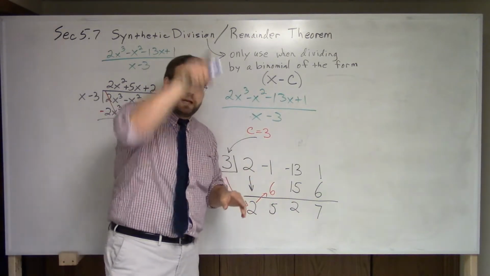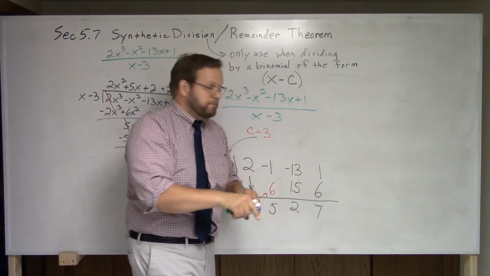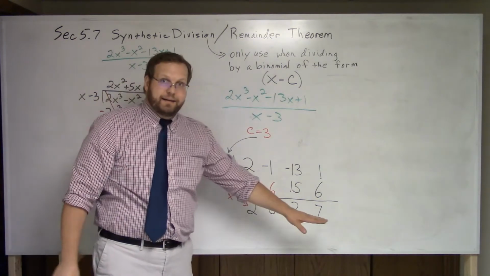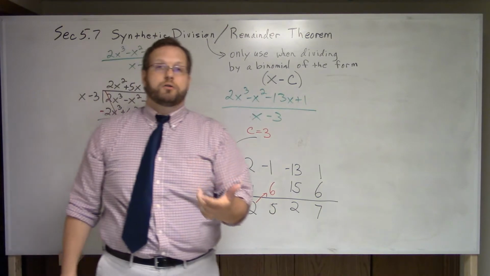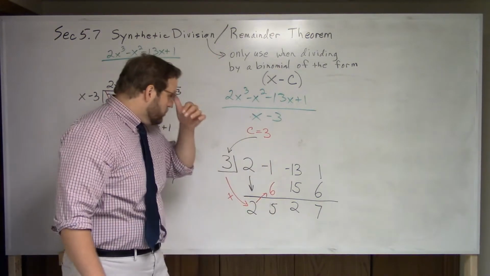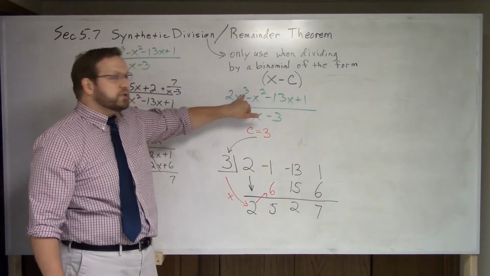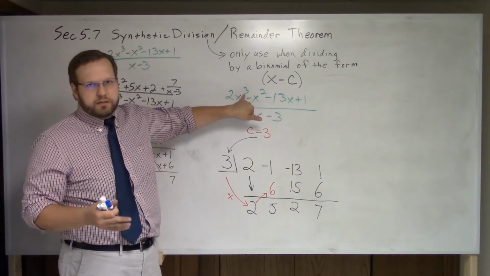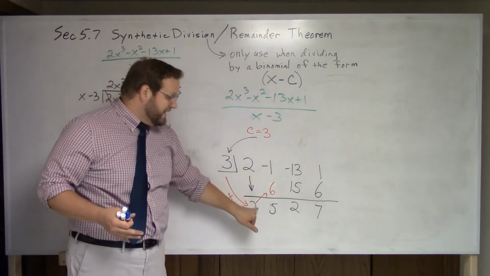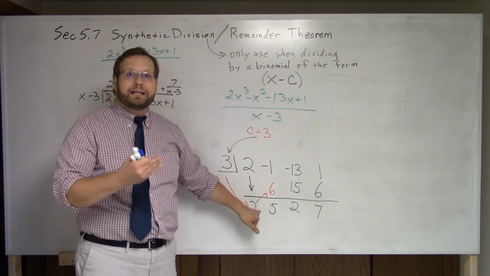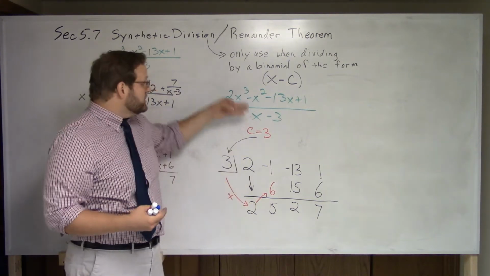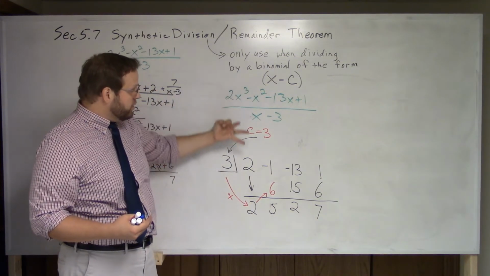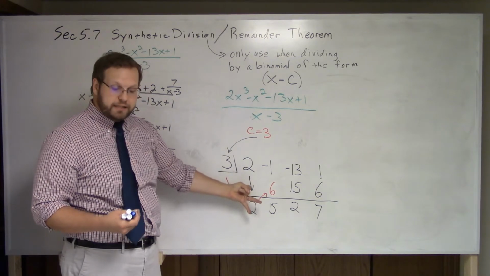Again, multiply, add, multiply, add. Now, I don't leave it as that. I need to bring back all those exponents. Now, here's the rule. If my dividend started with a 3 or a 4, whatever it is, I always start my answer, my quotient, with 1 less than that. So if I started with an x cubed here, I start with an x squared down here.